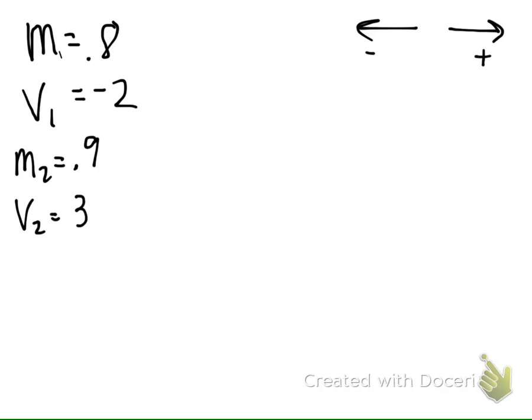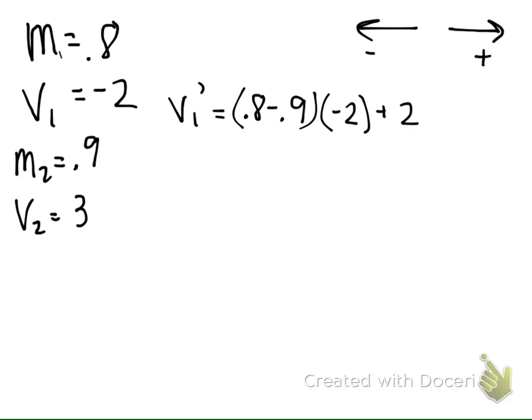All right, let's solve first for v sub 1 prime. Do I need to copy the equation up there, or do you guys all have it in your notes? We're good? Okay, so let's go ahead and start plugging things in. To solve for v sub 1 prime, we're going to take 0.8 minus 0.9 times v sub 1, so -2. We're going to add that to 2 times 0.9 times 3, and all that's going to be over m1 plus m2.